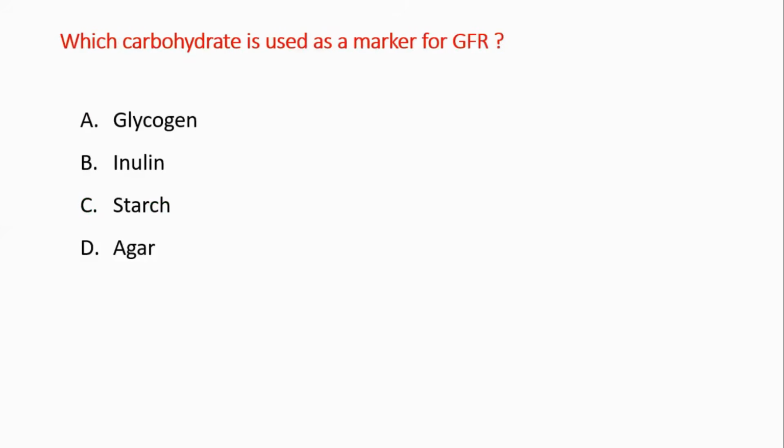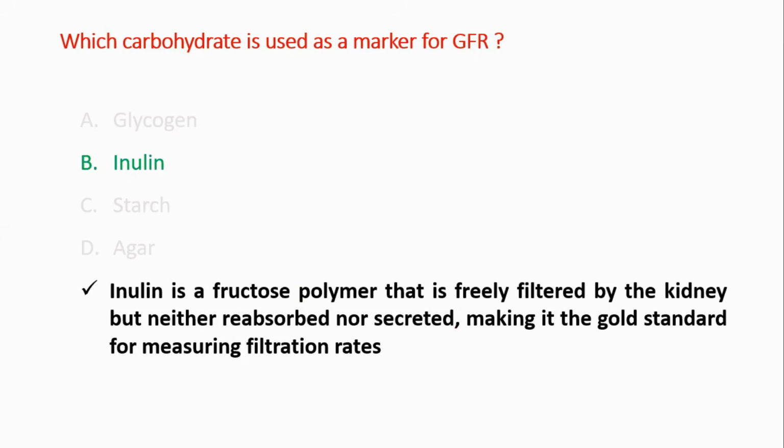So which carbohydrate is used as a marker of GFR? Pay attention. And now the options are glycogen, inulin, starch, and agar. The right answer is inulin. It is used to measure glomerular filtration rate. It is a fructose polymer that is freely filtered by the kidney, but neither reabsorbed nor secreted, making it the gold standard for measuring filtration rate.